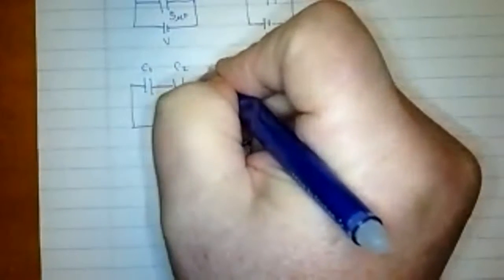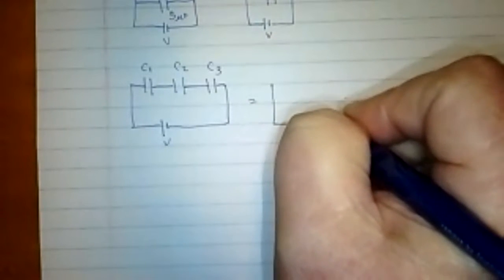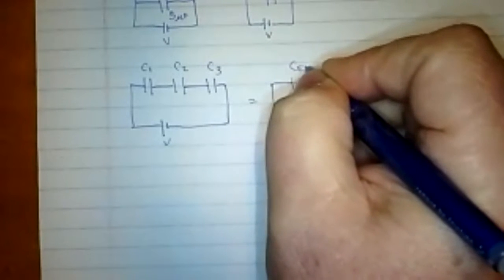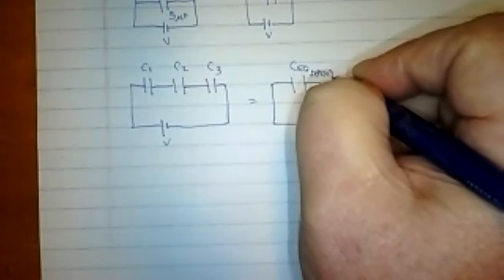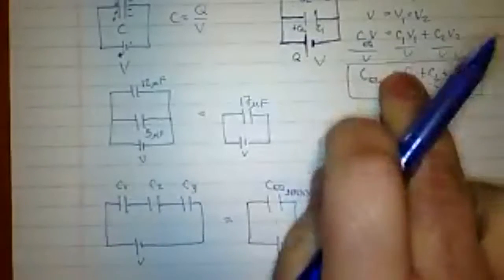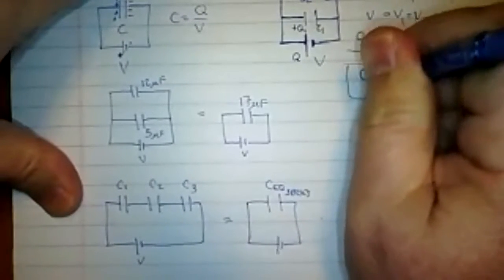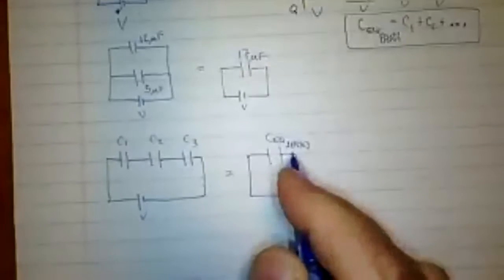Okay, so this is C1, C2, C3, and I want to know what is the equivalent capacitance for series. I just did it for parallel. That's what that's supposed to say there, even though it doesn't look so well. C equivalent parallel. And this is C equivalent series.